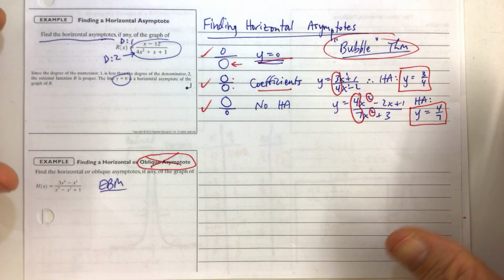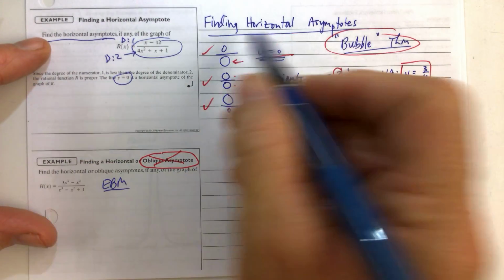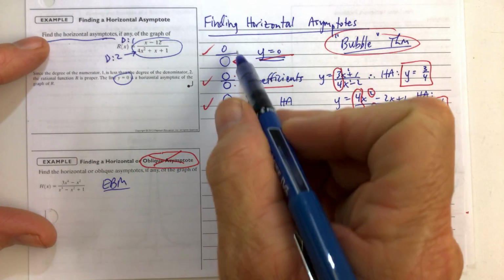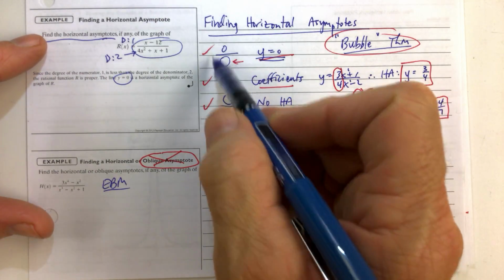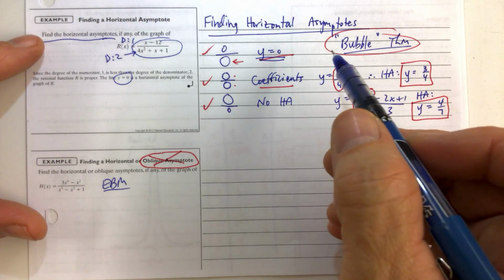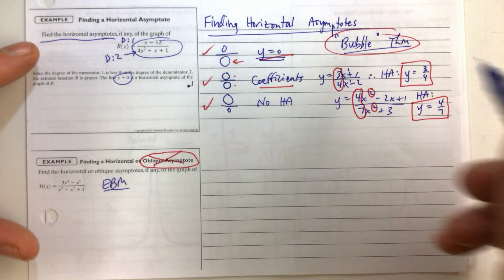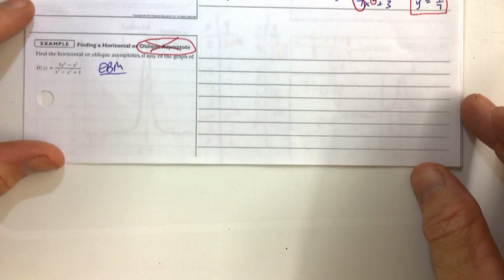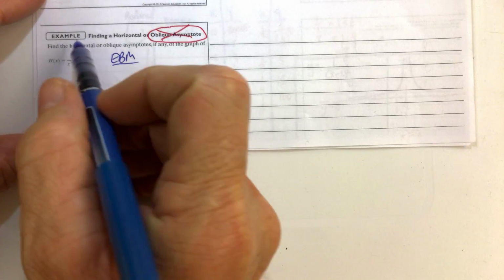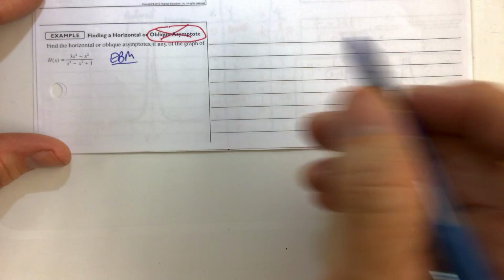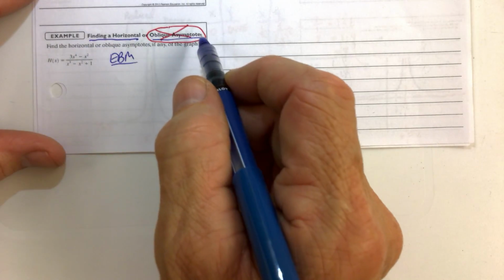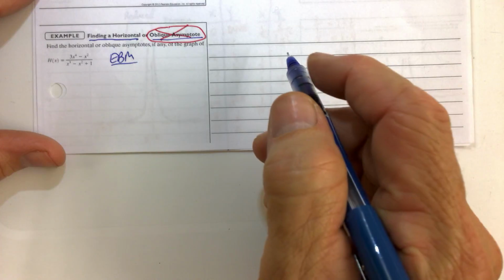Okay, so in our last video we ended with finding horizontal asymptotes and me giving you this so-called bubble theorem. It's kind of a made-up thing, but it helps you visualize a way where you can quickly identify what the horizontal asymptotes are. All right, so when we look down here at this last example on our third page in our notes, it says finding a horizontal or oblique asymptote. So I crossed off oblique asymptotes.